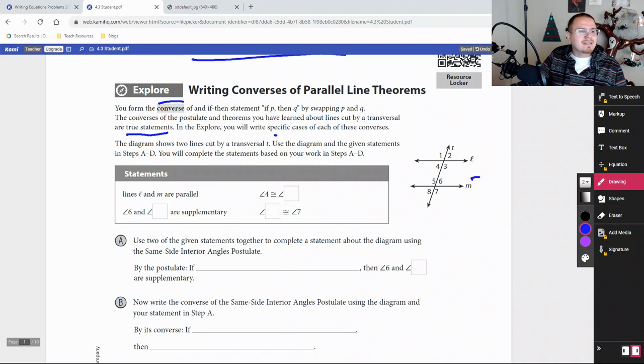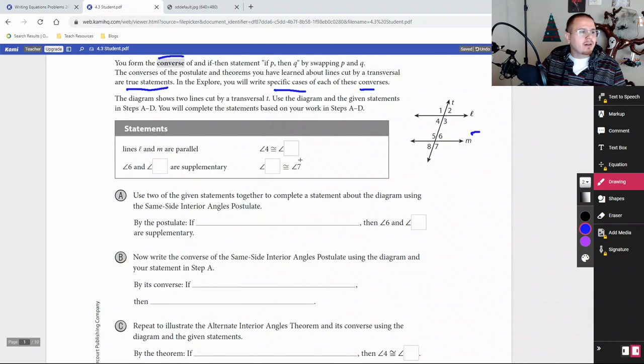We're going to write specific cases of each of the converses. So the diagram shows two lines cut by a transversal T. There's your two lines, L and M. There's your transversal T. Use the diagram and the given statements in step A through D. We're going to complete the statements.